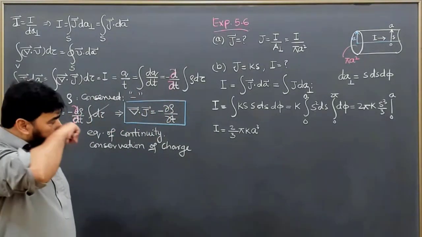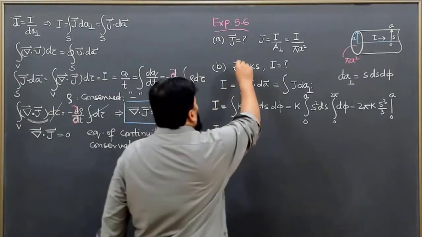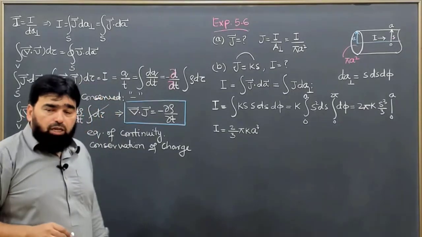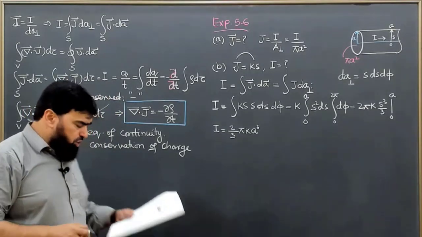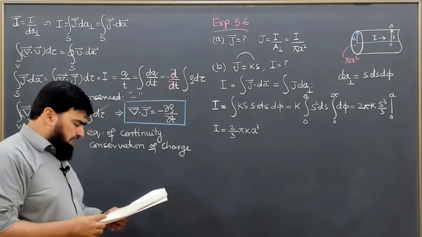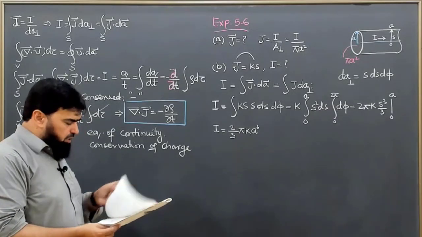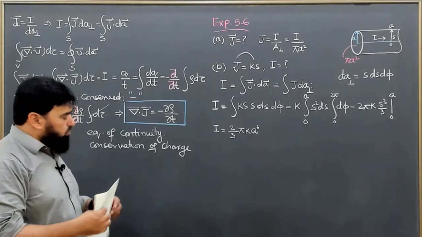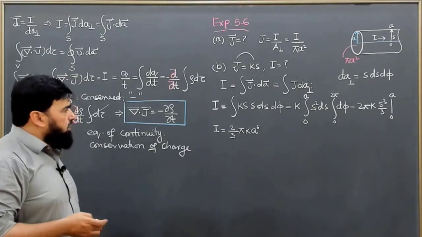J is proportional to s. As s is increasing, J is increasing. So with this, example 5.6 is done, and we will be heading toward the next topic.